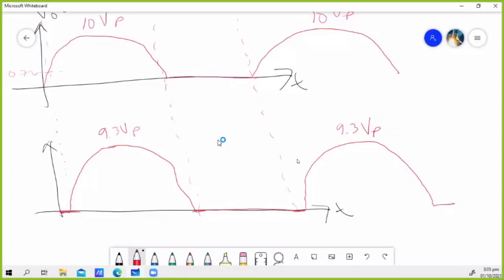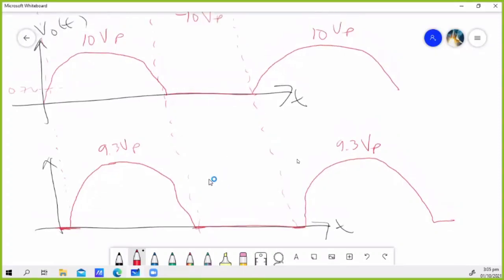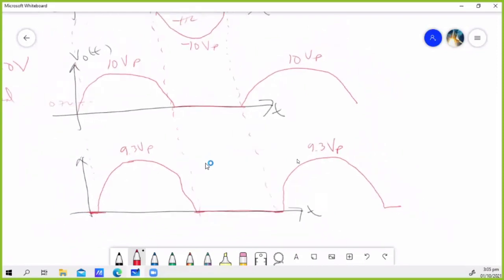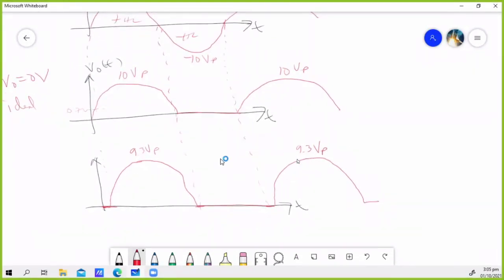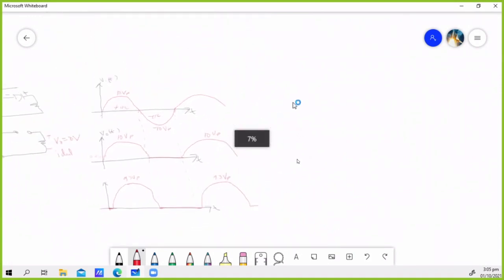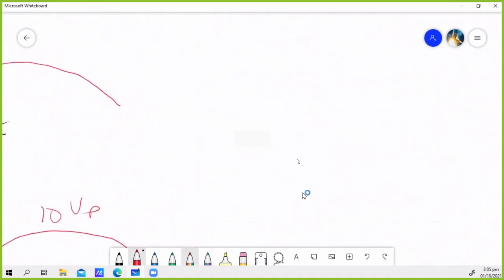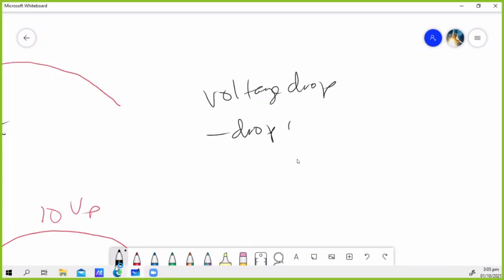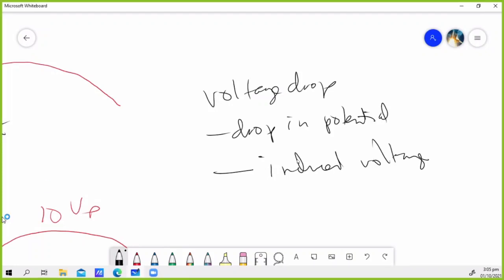Okay? In reality, ganito talaga yung nangyari. Babawasan tayo ng 0.7 volts dahil doon sa voltage drop na tinatawag. When we say voltage drop, ano pagkakaintindi mo sa voltage drop? In terms of voltage drop. Voltage drop is just a drop in potential. Or this is your induced voltage. Huwag kayo malilito dyan. Okay lang yan. Walang problema doon sa terminology na yan.